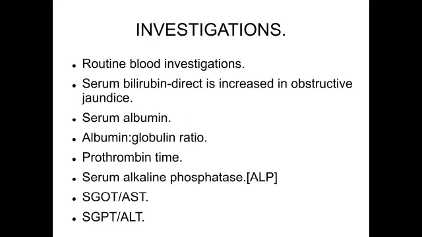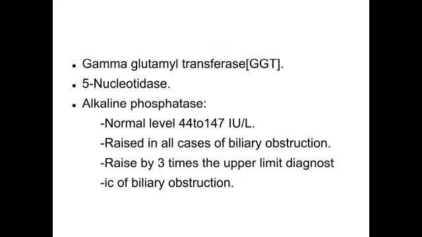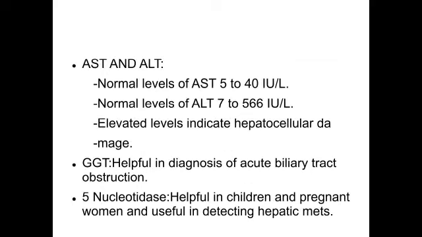Coming to investigations in obstructive jaundice, the routine blood investigations: serum bilirubin direct is increased in obstructive jaundice, serum albumin globulin ratio, prothrombin time, serum alkaline phosphatase, ALP, SGOT, and SGPT. So gamma glutamyl transferase, that is called GGT, 5 nucleotidase, alkaline phosphatase. The alkaline phosphatase normal level is 44 to 147 international units per liter. So rise in all cases of biliary obstruction. Rise by 3 times the upper limit is diagnostic of biliary obstruction.